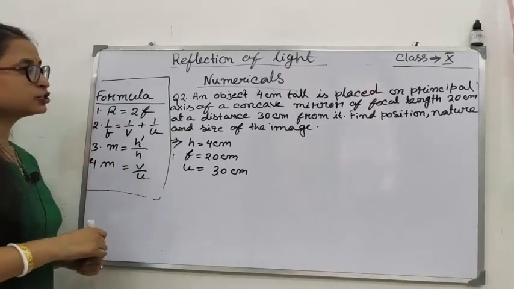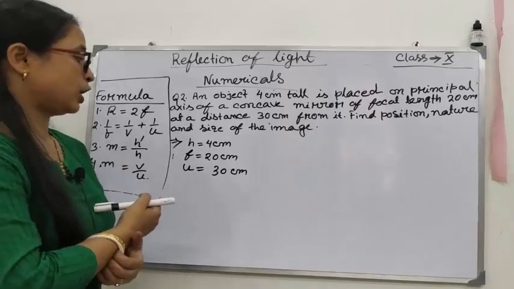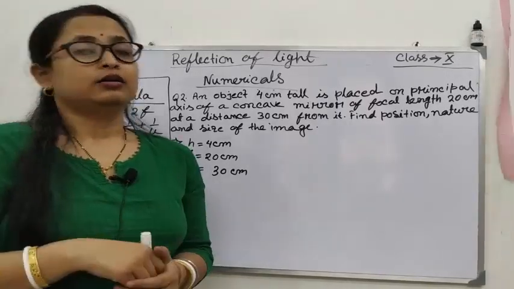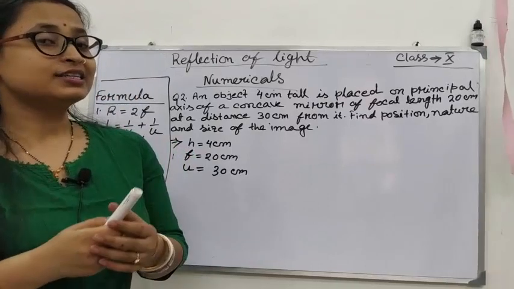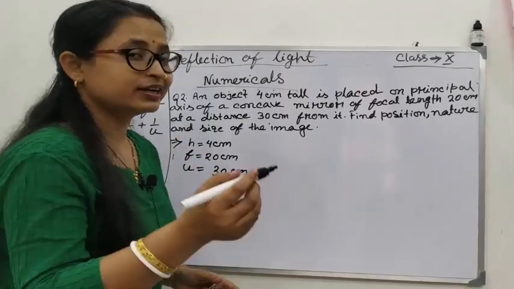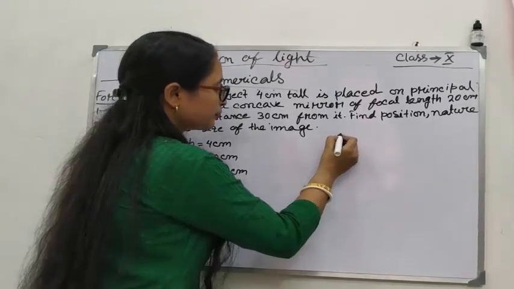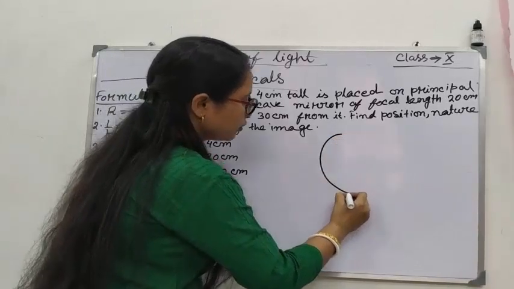Clear? So let us do. Before that, we have to remember or recall our sign convention. For that, let us draw the concave mirror. It is a concave mirror.